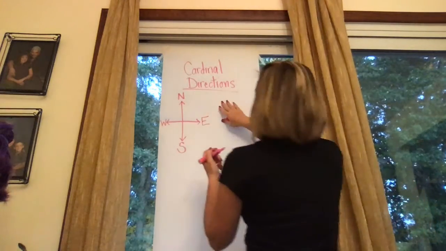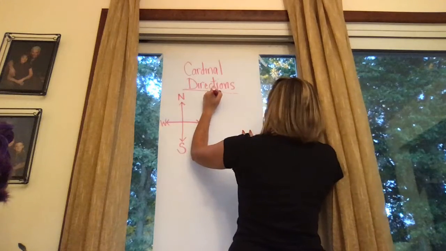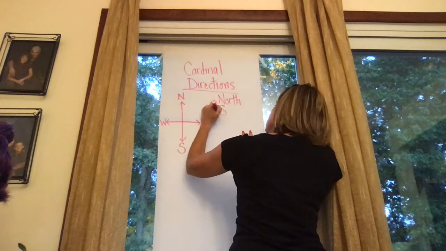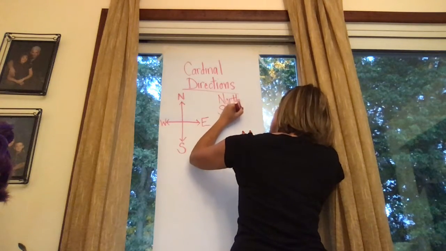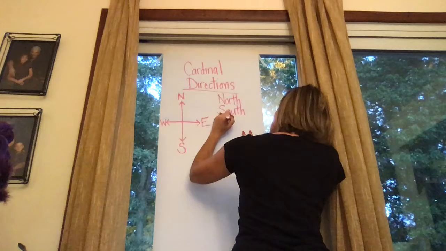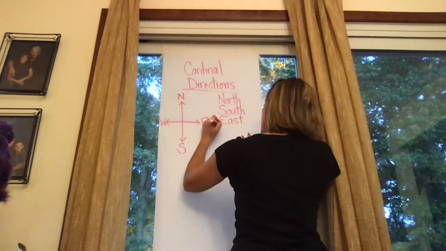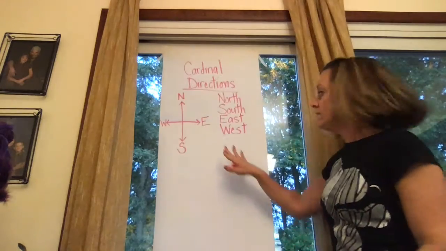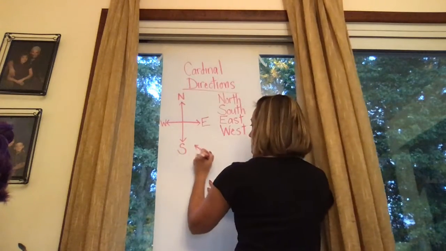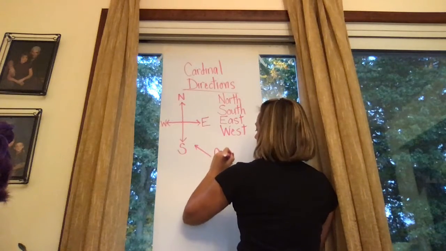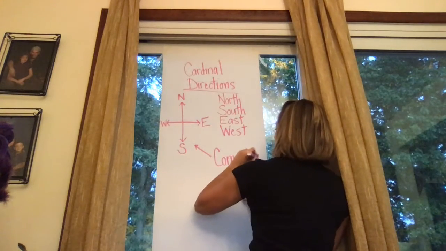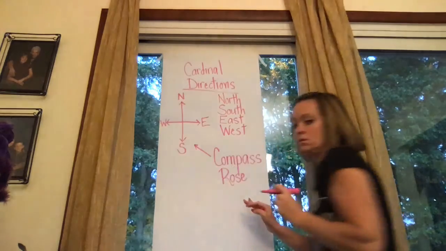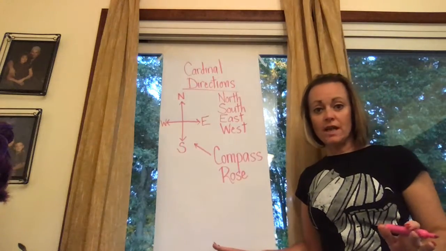Okay? All right, so the cardinal directions are actually your north, south, east, and west. Okay, and the name for this is the compass rose. Okay, so that's the first part of our lesson.